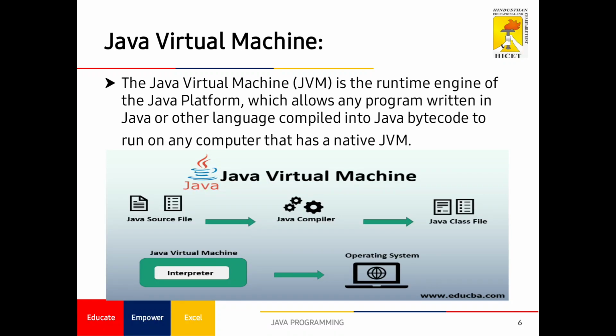You can see the image I have included here. First, we have the Java source file, which can be written on any kind of platform. In the center we have the Java compiler. The compiler analyzes what errors and bugs have occurred in that particular program, and those have to be solved. After solving them, the program is converted into a Java class file.